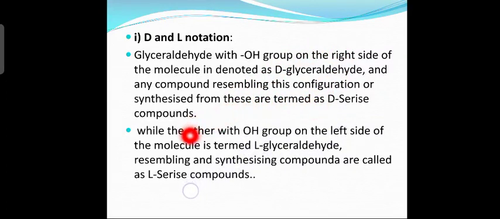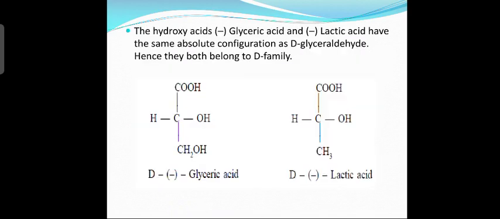While the other, with the OH group on the left side, is called L-glyceraldehyde. Any compound resembling L-glyceraldehyde is called an L series compound. Next slide. The hydroxy acids, glyceric acid. Now glyceric acid has what? A carboxyl group. You can see here, glyceraldehyde contains an aldehyde group, glyceric acid contains a carboxyl group.